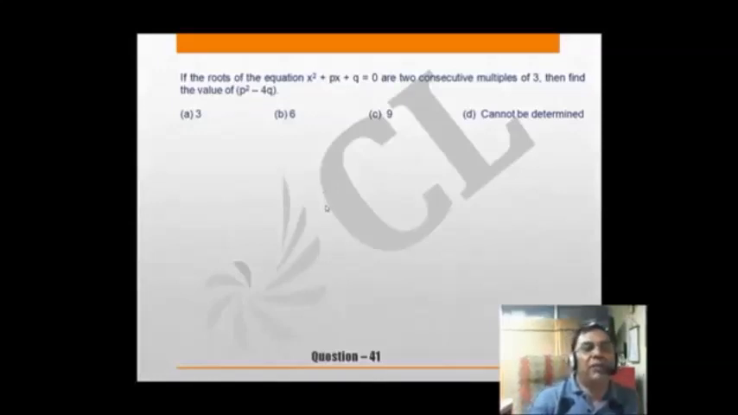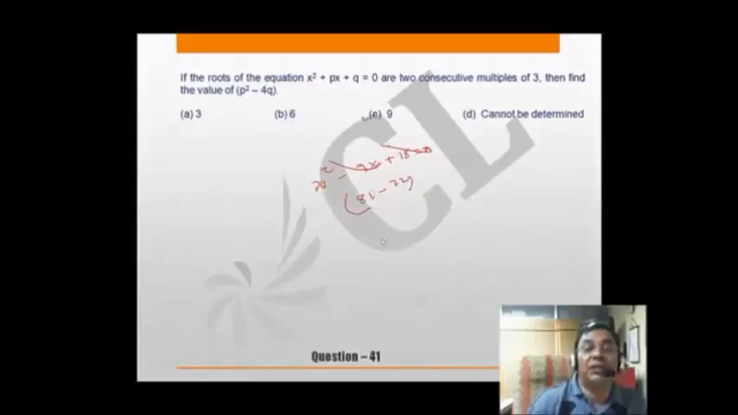This again we'll be going for, supposing 3 and 6 we take. So we take x square minus 9x plus 18 is equal to 0. Then p square will be 81 minus 72 is equal to 9.